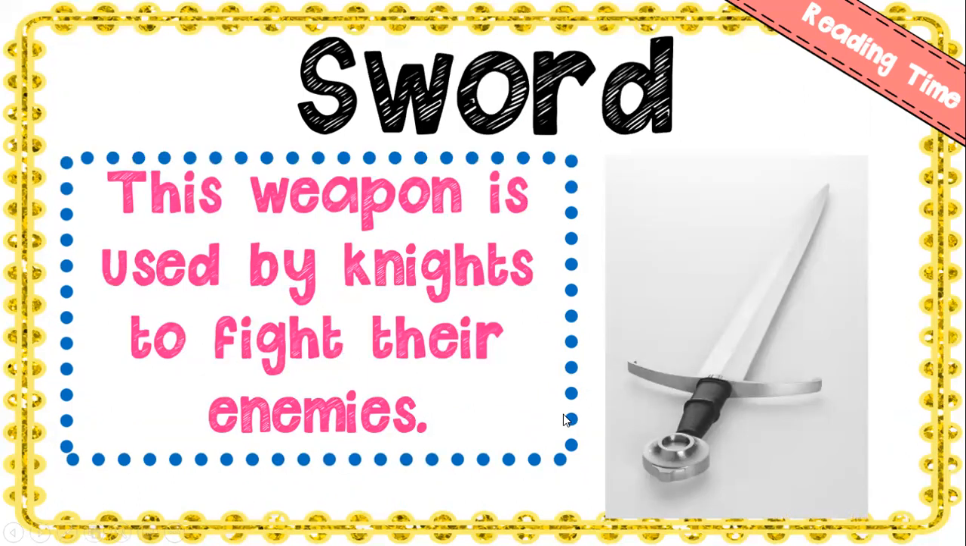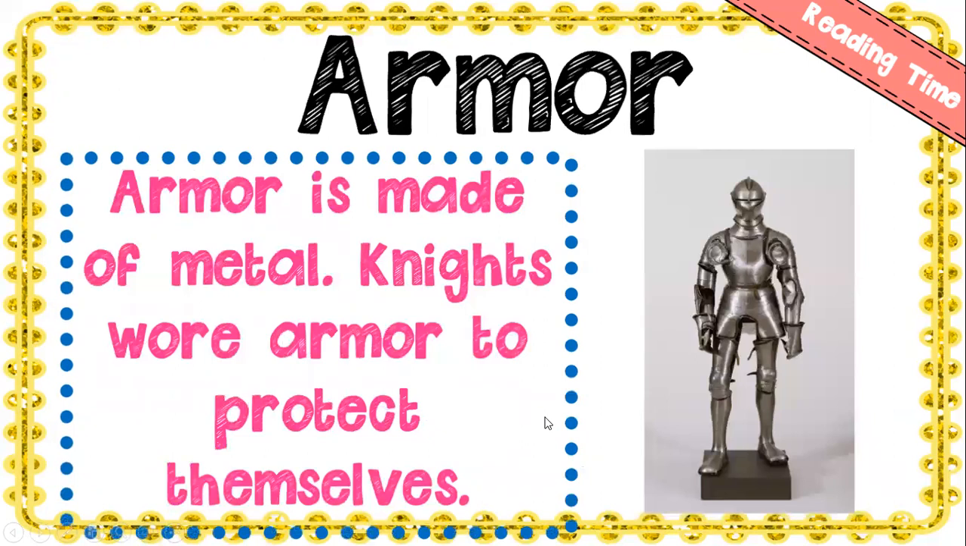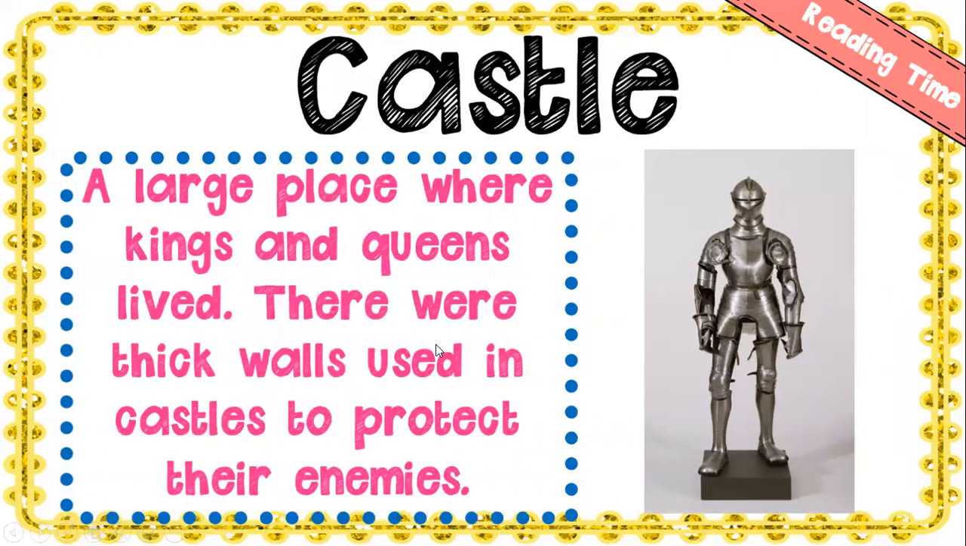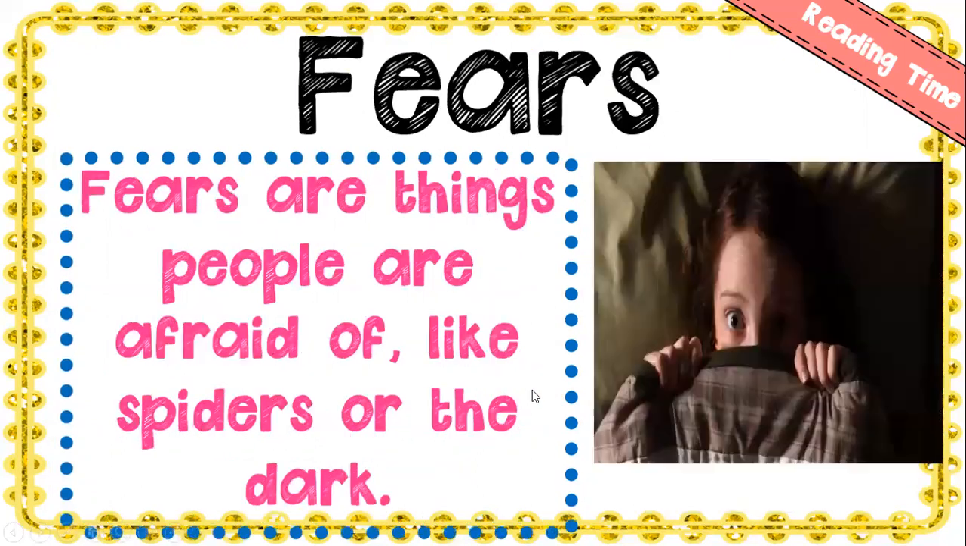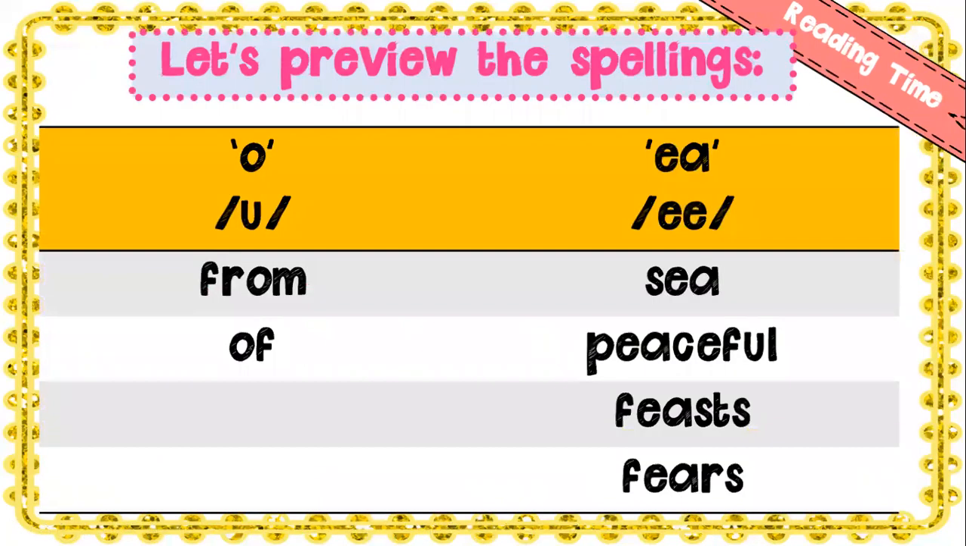A sword. This weapon was also used by knights to fight their enemies. Now, armor, this is very similar to what a knight's armor would look like. Very heavy. It's made of metal. Knights wore armor to protect themselves. So this was like their way of protecting themselves from the weapons of the enemy. A castle was a large place where kings and queens lived. There were thick walls used in the castle to protect them from their enemies. So they were often protecting the king or queen in their castle. Fears, you'll see the word fears. Fears are things people are afraid of, like spiders or the dark. So you're going to talk about, during the medieval times, things that people were afraid of, their fears.